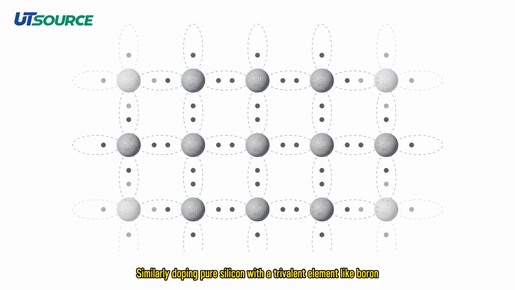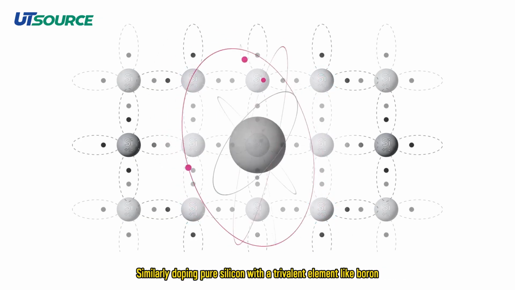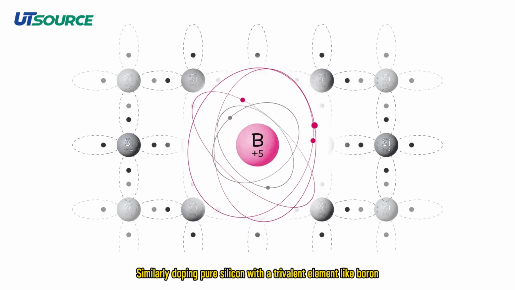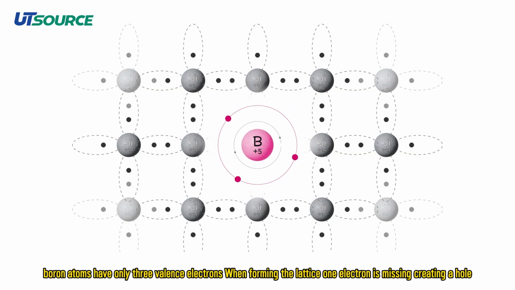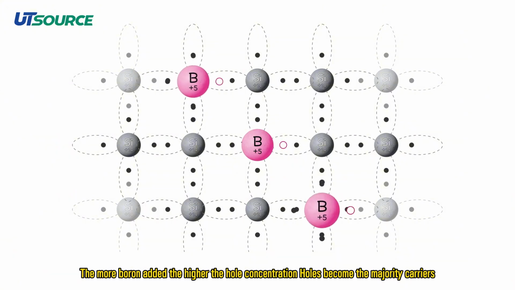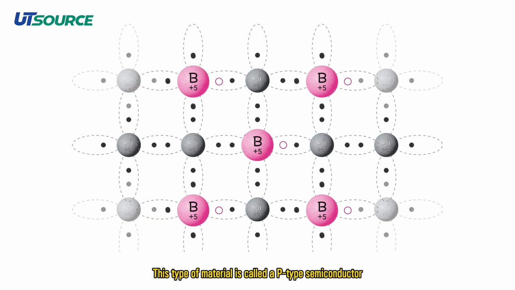Similarly, doping pure silicon with a trivalent element like boron. Boron atoms have only 3 valence electrons. When forming the lattice, 1 electron is missing, creating a hole. The more boron added, the higher the hole concentration. Holes become the majority carriers. This type of material is called a P-type semiconductor.